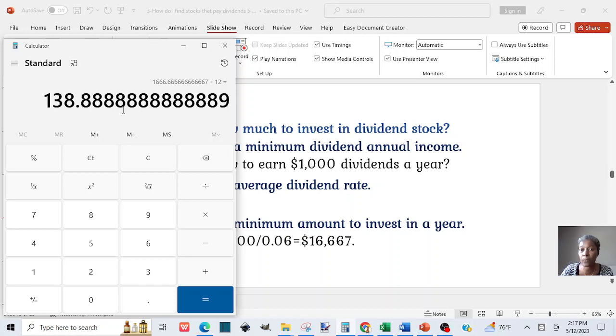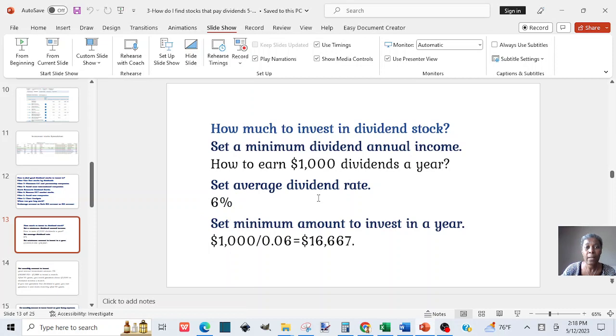So if you are investing $138.89 every month in your brokerage account, and you use that money to buy a stock that pays on average 6%, in 10 years you will have enough there to earn at least $1,000 in dividend income a year and more, because those dividends that you are earning every month will get reinvested. Does that make sense?